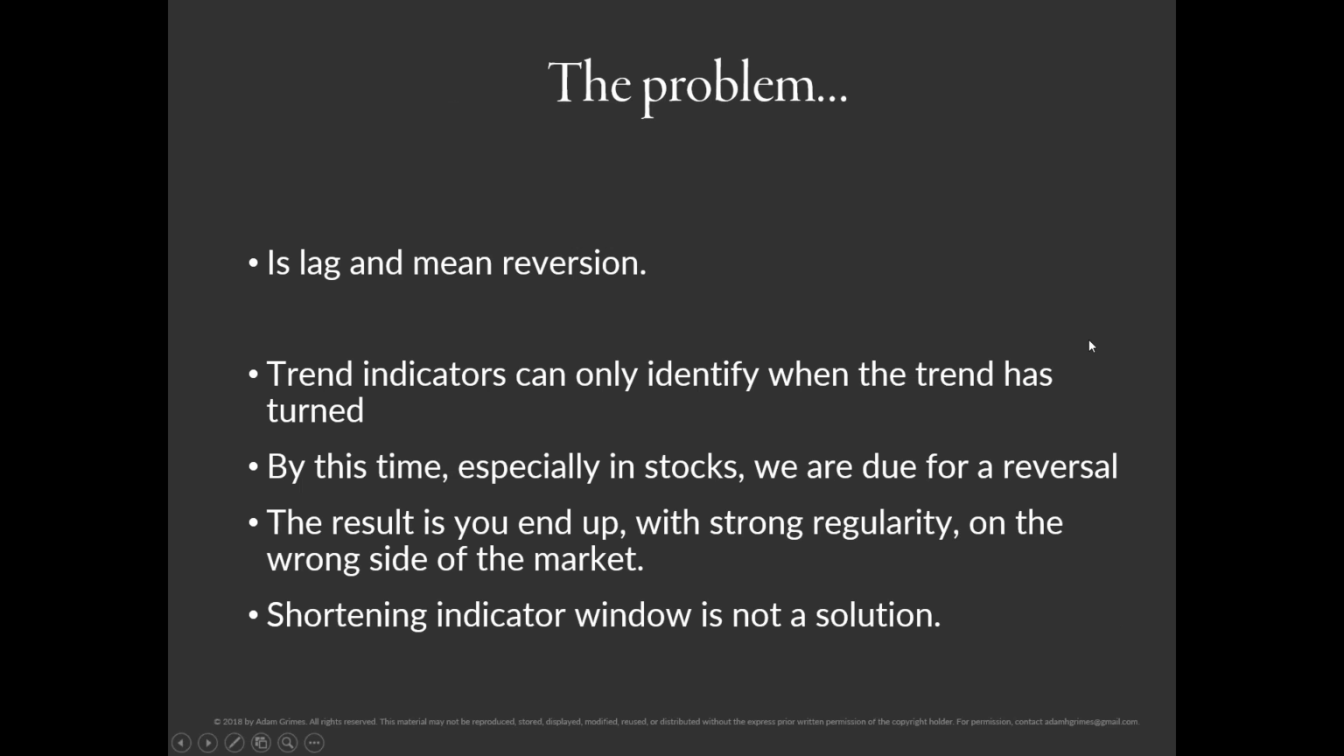So the reason that these slopes and trend indicators don't work so well, at least in stocks, is lag and mean reversion in stocks. Stocks mean revert quite strongly. Trend indicators can only identify when the trend has turned, because you're only analyzing past data. Of course, you can't analyze future data. And just the way that stocks work, when this happens in stocks, we're usually due for a reversal. So you end up with reliability on the wrong side of the market. I just showed you, as I said, 2 tests out of hundreds. And I'll tell you, shortening or changing the indicator length really doesn't solve this problem. It's a very basic problem with stocks.